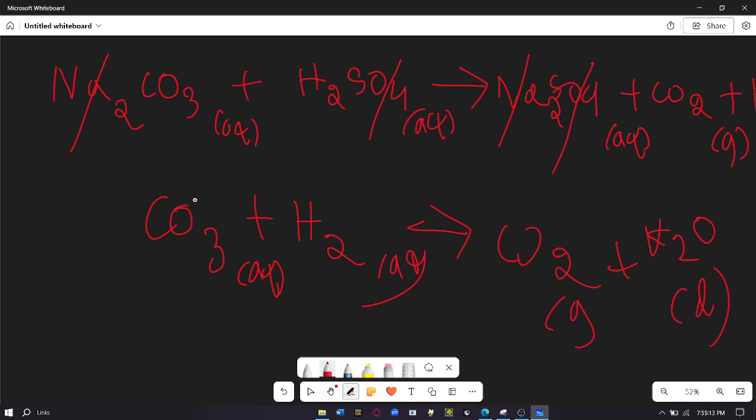Now, the charge for carbonate is minus 2. No, actually, it's minus 1, I believe. Wait a minute. I can't remember the charge for carbonate. This is very stupid, but the charge for hydrogen is, of course, plus 1. And you have the charge for carbonate, and that's basically all you have to do. Okay, let me double check. Yeah, okay, it's minus 2. That's right.